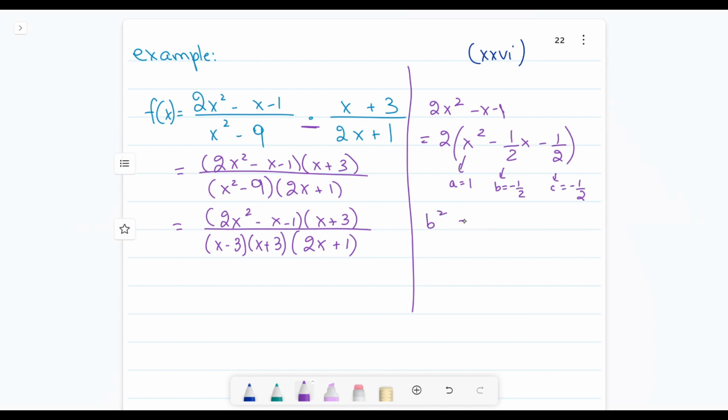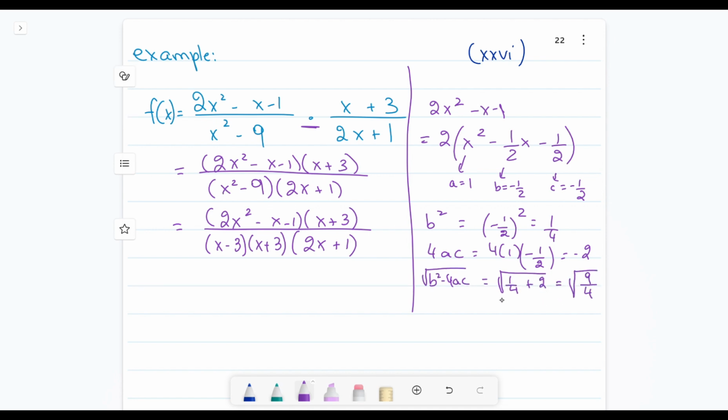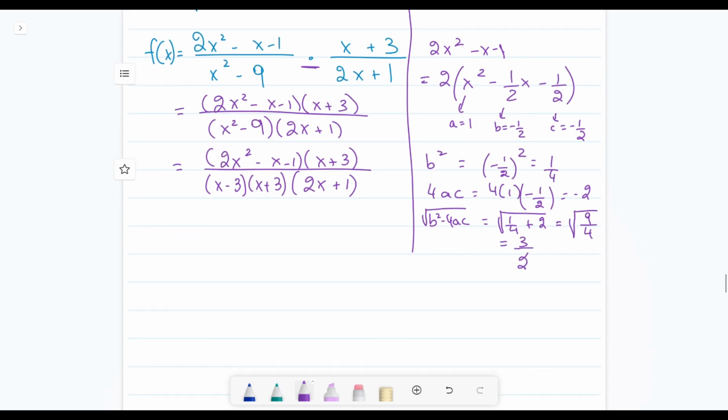So b squared is negative half all squared, which gives us 1 over 4. 4ac is 4 times 1 times negative half, which becomes negative 2. Now the square root of b squared minus 4ac is the square root of 1 over 4 minus negative 2, so plus 2, which is equal to the square root of 9 over 4, which is 3 over 2.